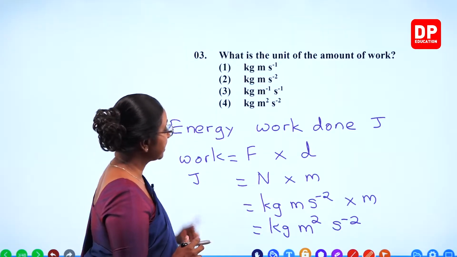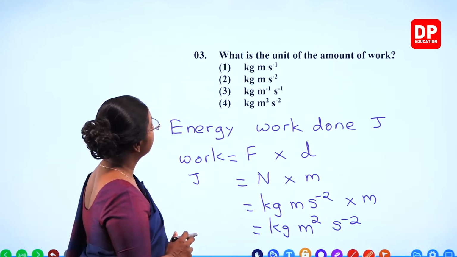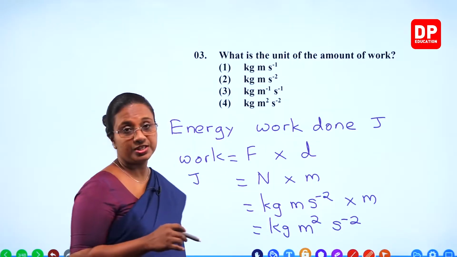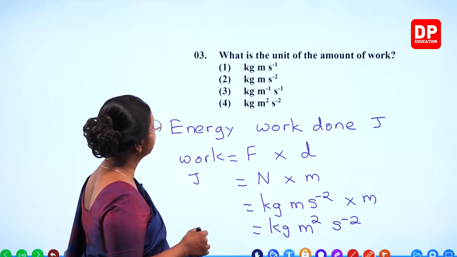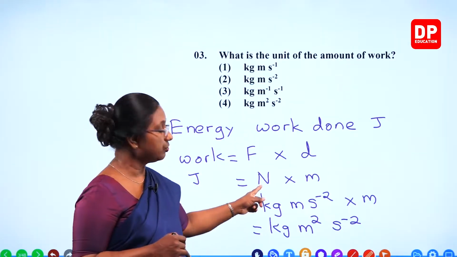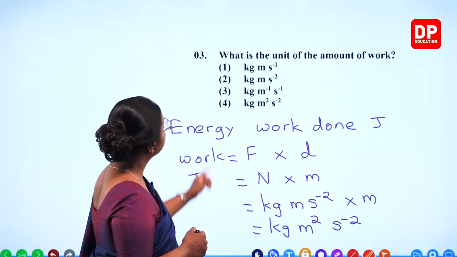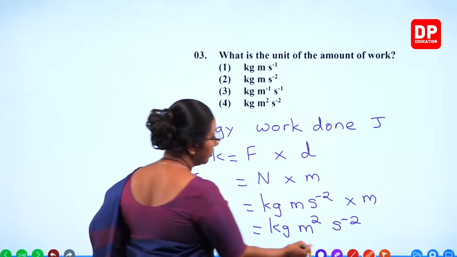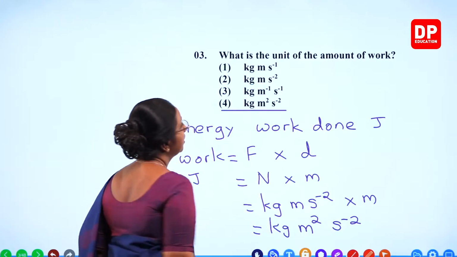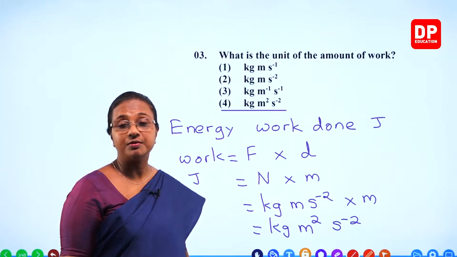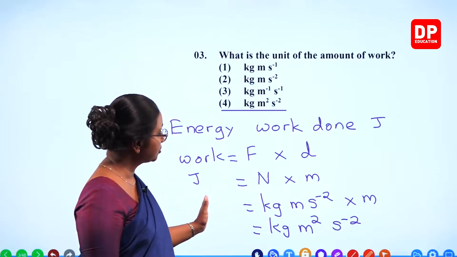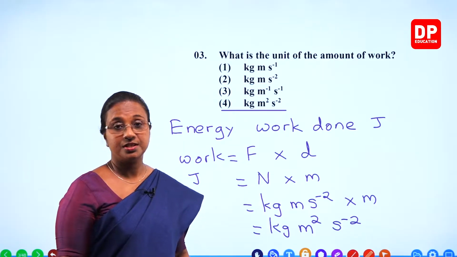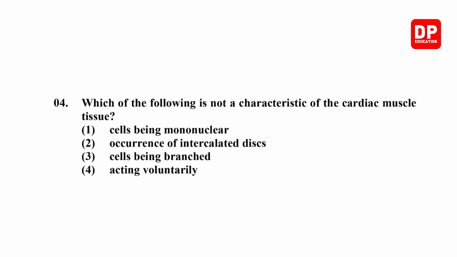So here the answers are given in that manner. Look at the answers. Kilogram meters per second, that is mass and velocity, momentum. First one is momentum. Then kilogram meter second minus 2 equals Newton, force. Then kilogram meter minus 1 second minus 1. And the fourth answer, kilogram meter squared second minus 2, that is the unit of the amount of work. Although it is Newton meters or joules, that is equivalent to this particular unit. Is that clear, students? So with that, I'll move on to the next one.